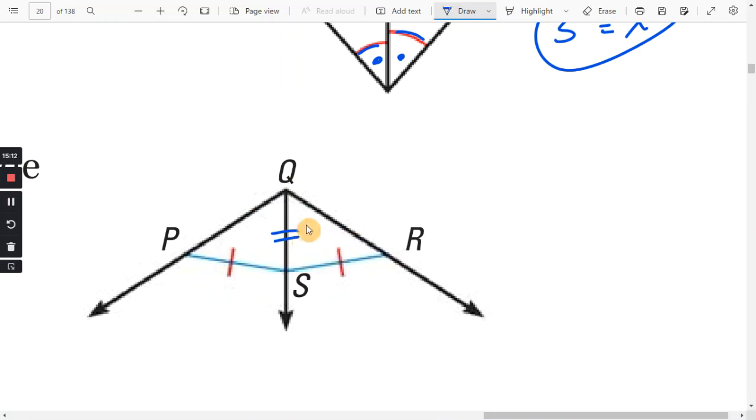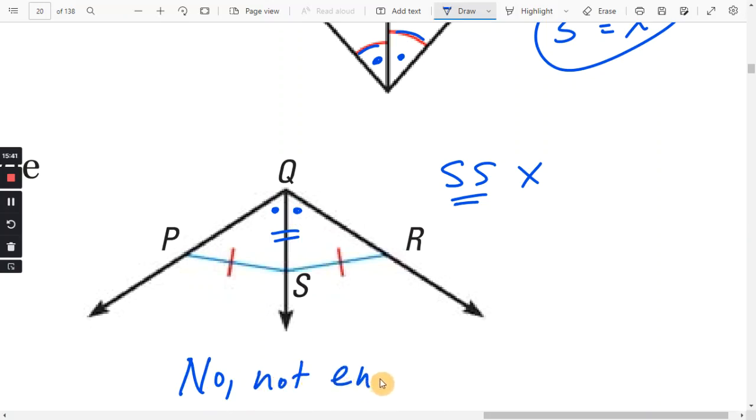Okay, now we don't have any angles that are given to be congruent. So all we have is a side on both of them. We don't have right angles, so we can't use hypotenuse leg. So all we have is side. There is nothing where it's just side. So we cannot prove these triangles congruent. Therefore, we cannot prove that this angle matches this angle. So the answer is no. Okay, not enough information.